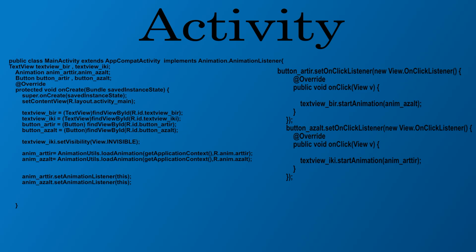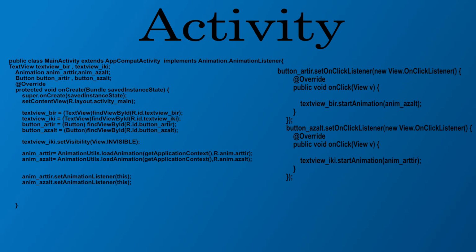Our activity page should be like this. If I have to explain the whole page, first of all, I should implement the animation listener in my activity page. After that, I call our waves from our XML file, that means the layout page. After that, I call the animations.